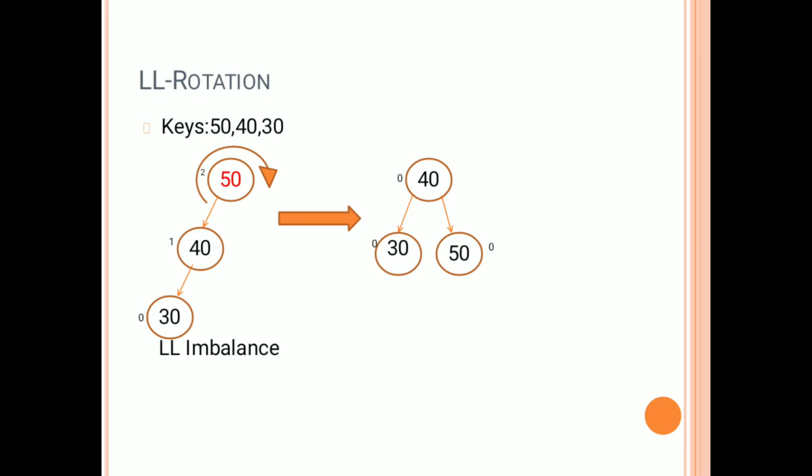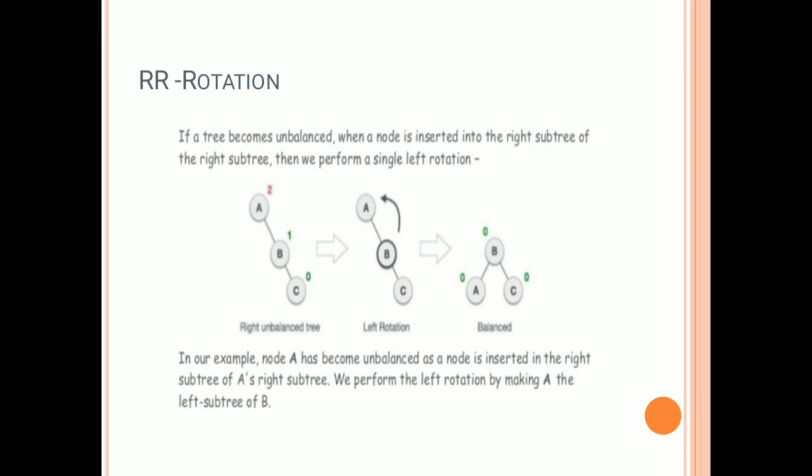So to make the position of 50 balanced and to make the tree balanced, we can rotate the tree to the right side. So rotate the tree with respect to the position 50 and the tree becomes like 40 as root, 30 on the left, 50 on the right. So the balancing factors of each node now became 0. So now the tree is balanced. To balance each and every node in a tree which is left weighted, we can use LL rotation.